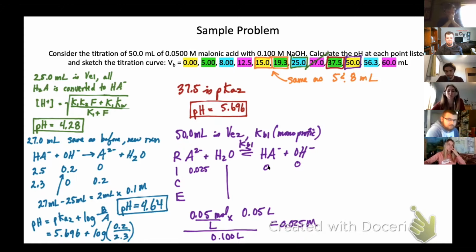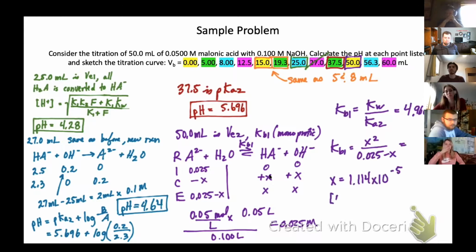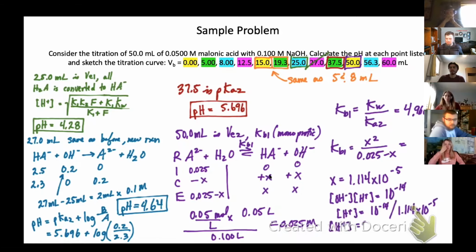Initial concentration of HA minus is 0. Initial concentration of OH minus is 0. Okay. Set up the RICE table the rest of the way. Of course, we didn't previously solve for our Kb values, so we have to do that. Andrew was describing that this gives us actually OH minus concentration, and so we have to solve either from pOH or from OH minus for our pH.